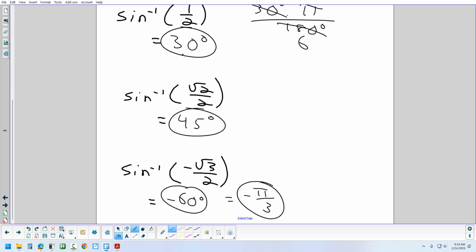Okay, if I didn't have the chart to figure that out, the calculator would not be able to give me that number. I would have to do that first, convert it by hand, and then I would get that.